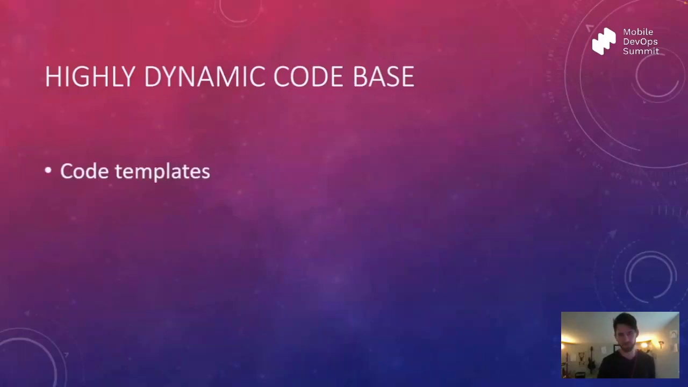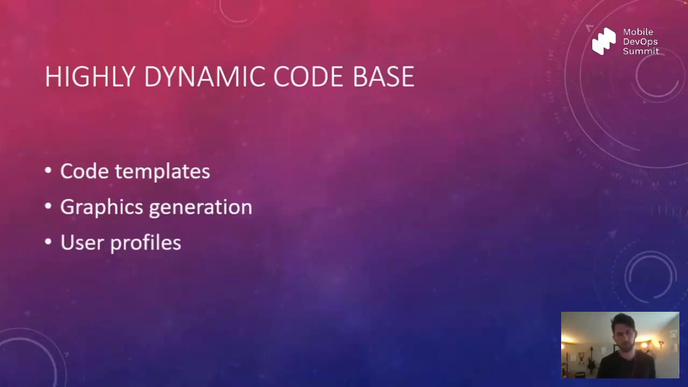So let's talk about that code base first. We have code templates, and these are EJS files or ERB files where we're loading in any kind of data, and it's going to overwrite the templates. And then we also do a lot of graphics generation based on the source graphics that we get. And we have user profiles for whoever's logging into our app. It's going to customize the experience, as well as feature flags. And we're going to talk about each one of these.